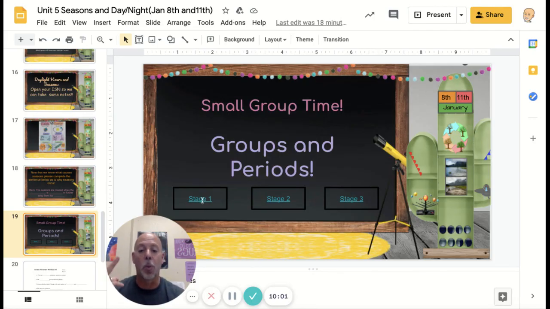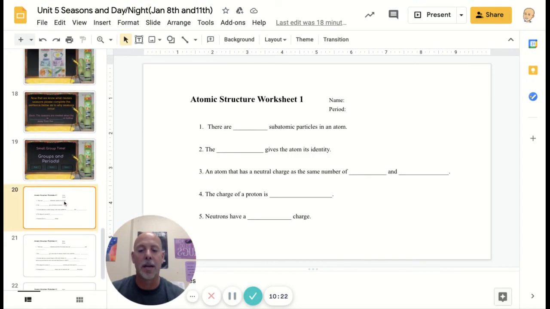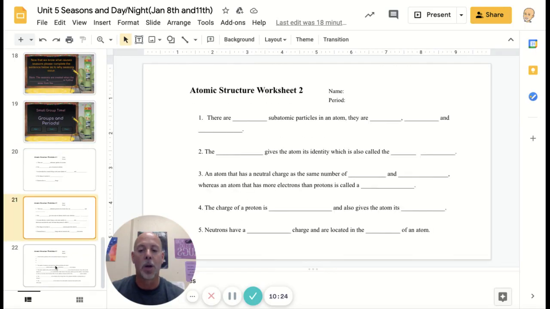if you missed both questions, you will take the stage 1 worksheet. If you missed one question, you will use the stage 2 worksheet. And if you got both questions correct, you will use stage 3. So if you missed 2, you do 1, missed 1, you do 2, missed none, you do 3. All right? And the worksheets are right here as well for you to work on.